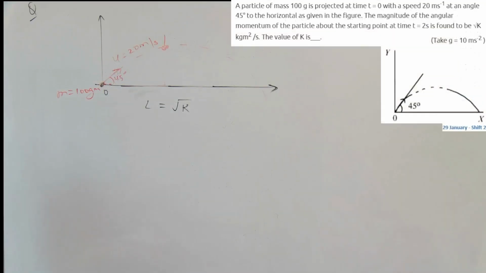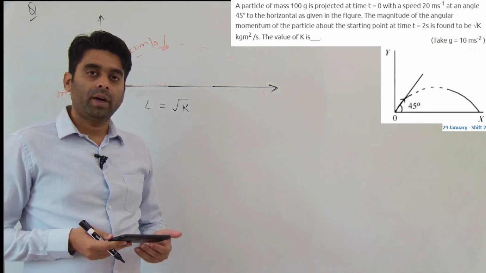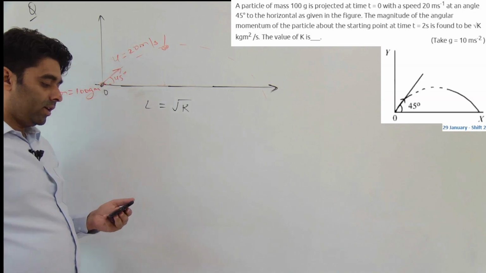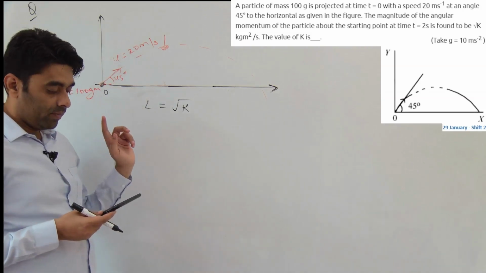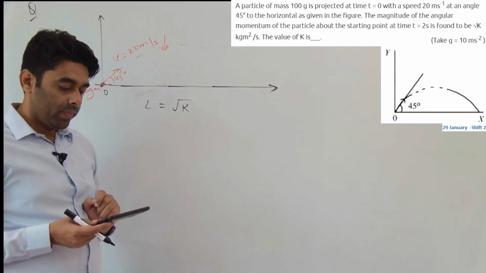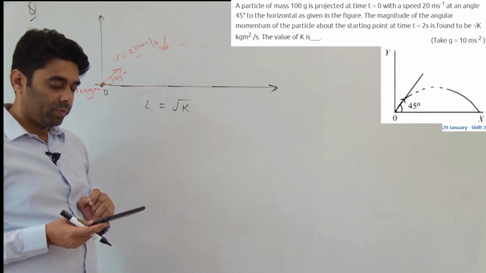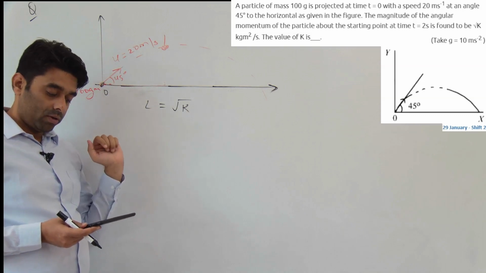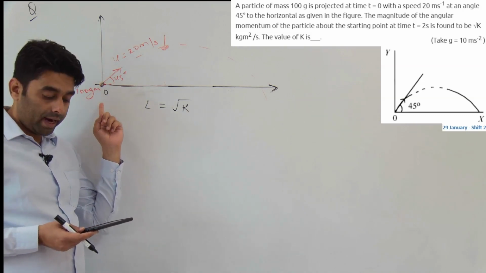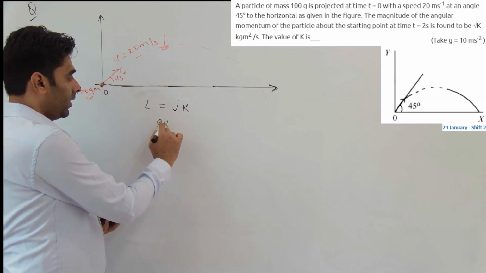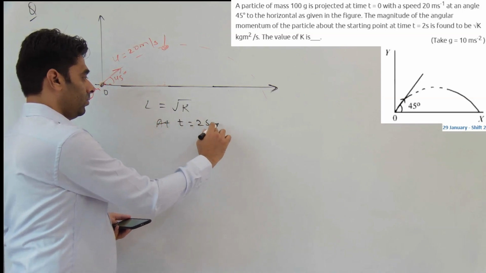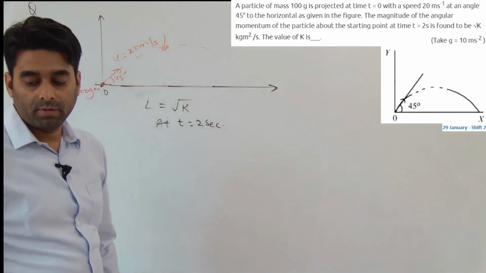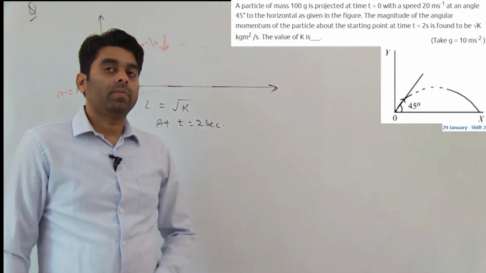So our next question says a particle of mass 100 gram is projected at t equals 0 with a speed of 20 meter per second at an angle of 45 degrees to the horizontal as given in the figure. The magnitude of angular momentum L of the particle about the starting point at t equals 2 second is found to be root k. Then find the value of k.